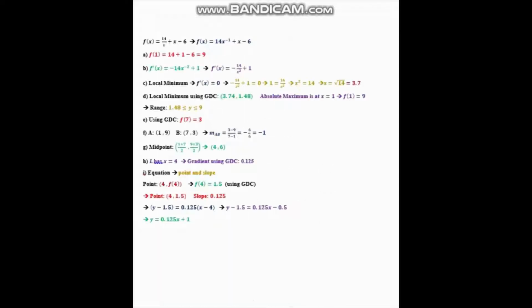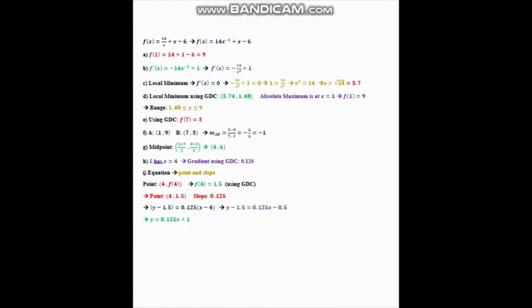Next, I want the gradient of the straight line passing through A and B. So this is a simple slope formula. A has coordinates (1, 9), which we already got. B has coordinates (7, 3), which we got from E. So the slope is (3 minus 9) over (7 minus 1), which is negative 1.